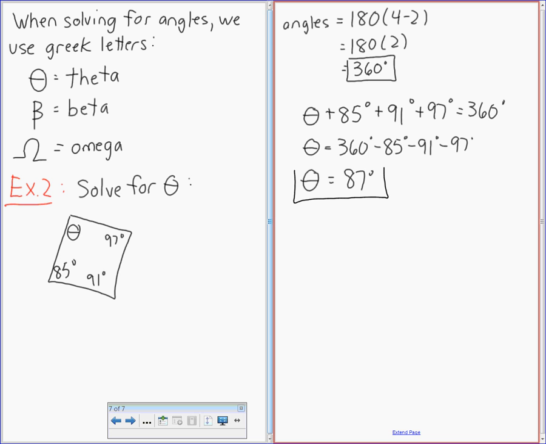Okay, if that was all there was to these questions, you guys would all be happy. Let me show you a grade 9 question. Here we go. Sorry, did I say that out loud? I didn't mean to say that out loud. This was a grade 9 question. Example 3, we'll say solve for theta.